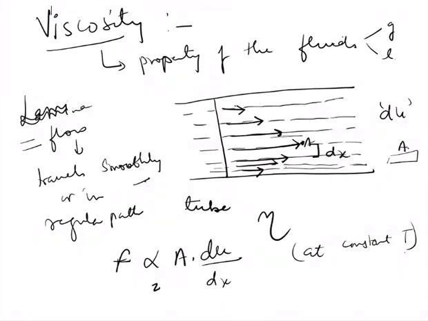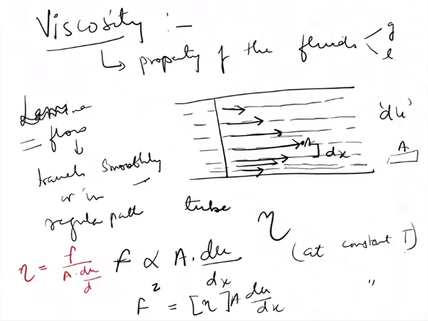So your F will be equal to, when you remove the proportionality sign, eta A du by dx at constant temperature, or you can say that your eta is equal to F over A du by dx at constant temperature. Now where eta is called the coefficient of viscosity of the fluid at given temperature.